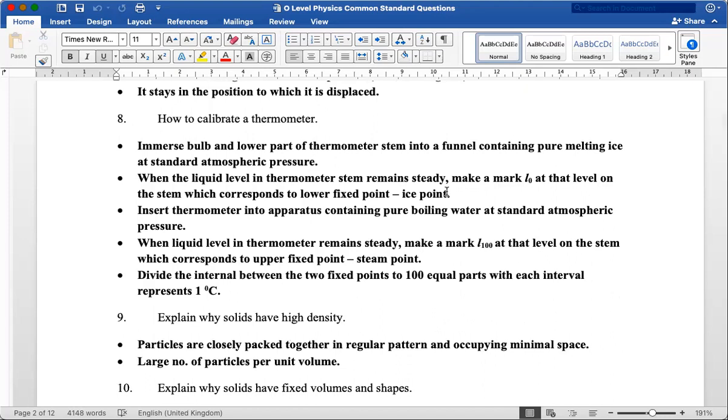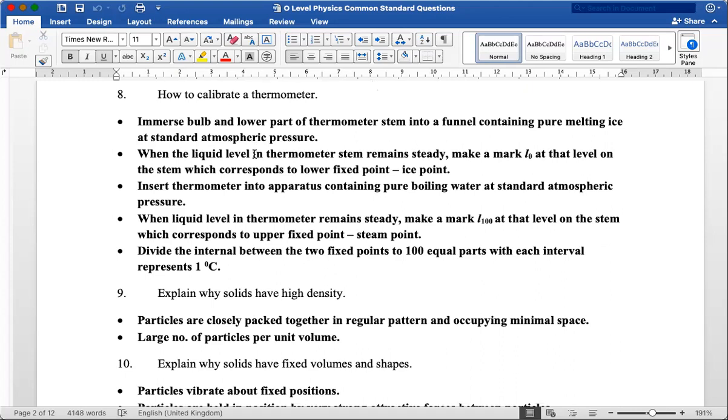How to calibrate a thermometer? Immerse the bulb and lower end of thermometer stem into a funnel containing pure melting ice at standard atmospheric pressure. When the liquid level in thermometer stem remains steady, make a mark L0 at that level on the stem which corresponds to the lower fixed point, ice point.